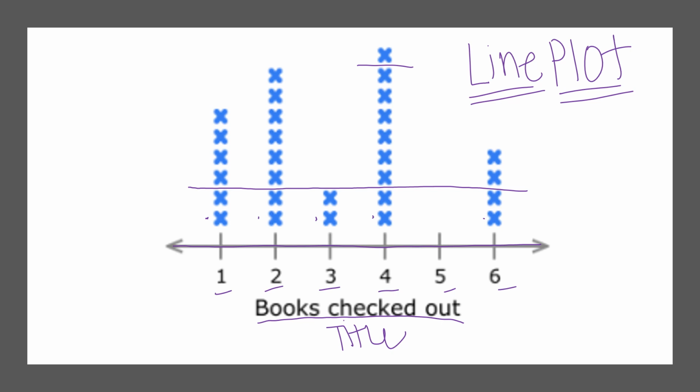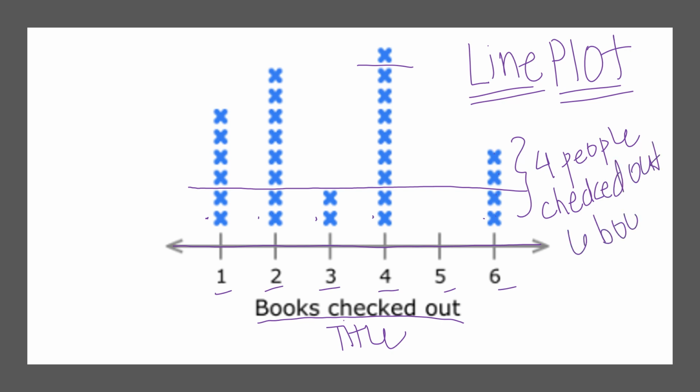You can also look at a line plot and count the number of X's, and this would probably tell us that 1, 2, 3, 4 people, so this would be 4 people, because each X would be a person, checked out 6 books. I know some people that are the 6-book checker-outer.